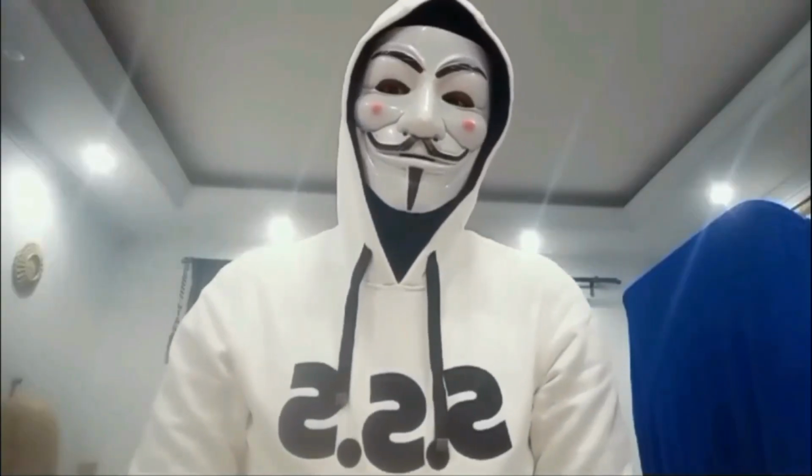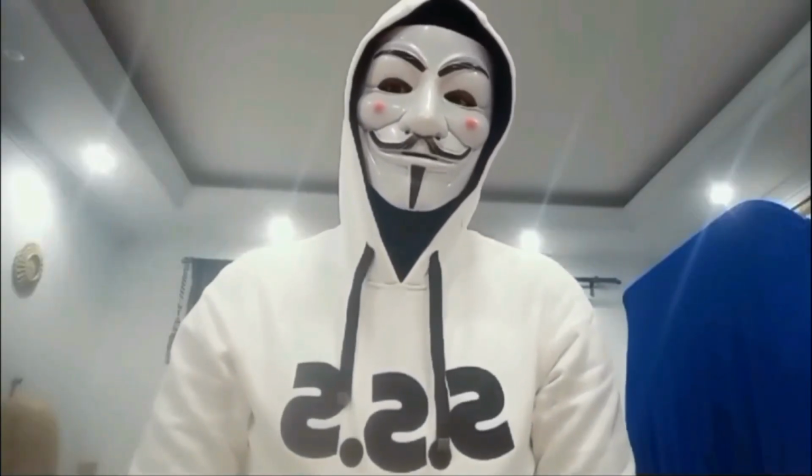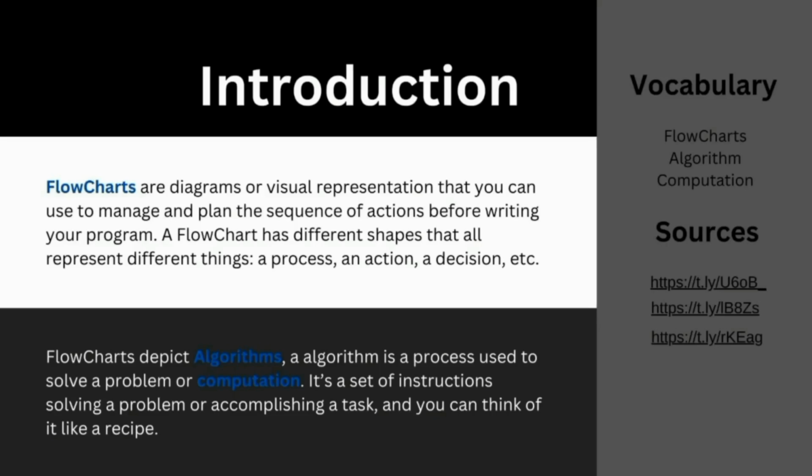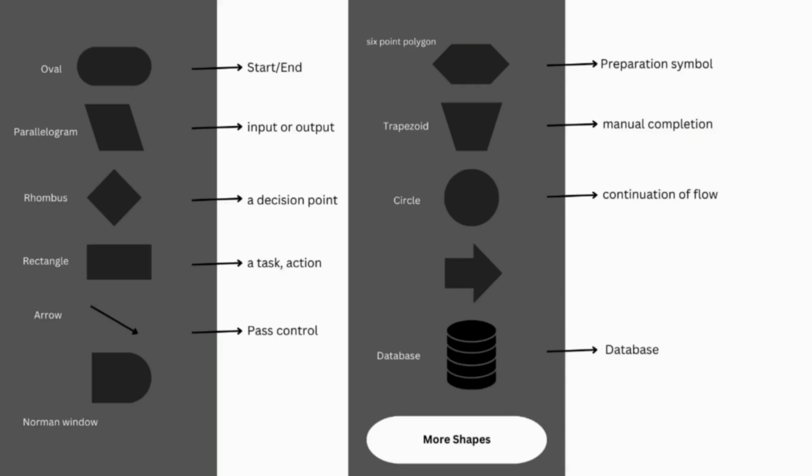With programming, you need to have good planning. The first step is to create a visual diagram representing your process, which is called a flowchart. Flowcharts represent algorithms. An algorithm is a set of instructions that performs a task. You can think of an algorithm like a recipe, a set of ingredients and actions you do to create a cake, for example.